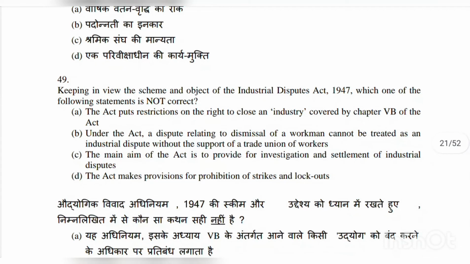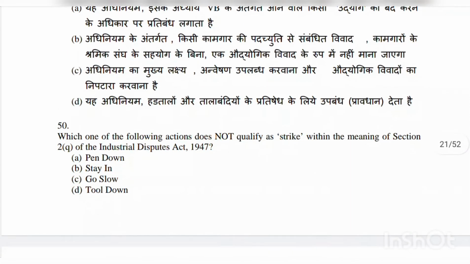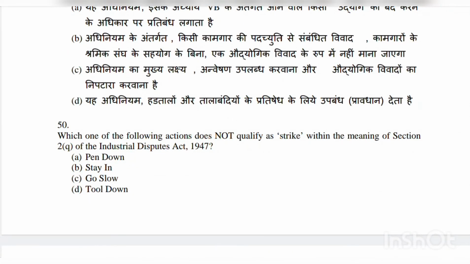Keeping in view the scheme and object of the Industrial Disputes Act 1947, which one of the following statements is not correct? That is B. Under the Act, a dispute relating to dismissal of a workman cannot be treated as an industrial dispute without the support of a trade union of workers. This is not a correct statement. Which of the following actions does not qualify as a strike within the meaning of Section 2(q) of the Industrial Disputes Act 1947? That is C. Go slow.